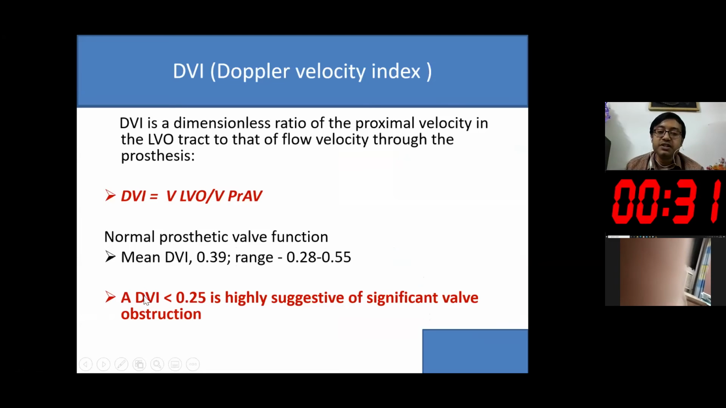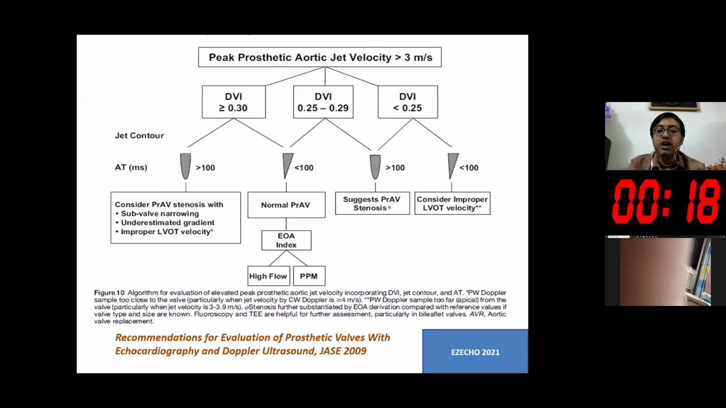A Doppler velocity index of less than 0.25, that is, whereas the velocity across the prosthetic valve is increased, the denominator is increased, so the value will diminish to less than 0.25, which is highly suggestive of significant valvular obstruction.